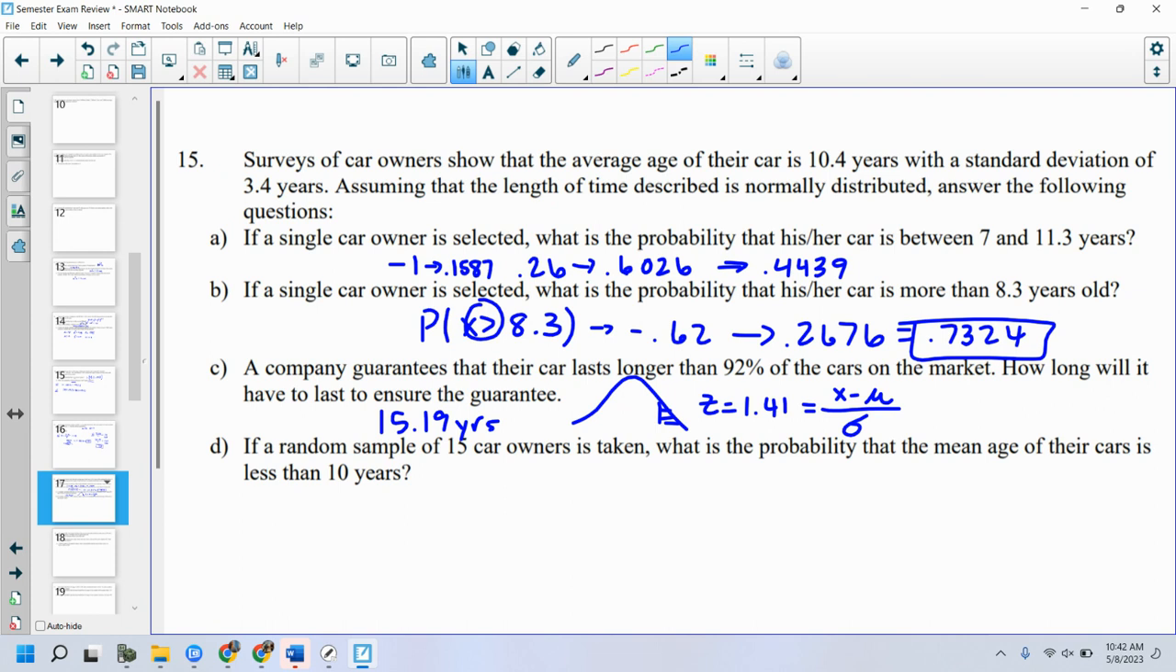A mean of the sampling distributions. Yeah, right here. If a random sample of 15 car owners is taken, what is the probability that the mean age of their cars is less than 10 years? This is the divided by square root of n, right?